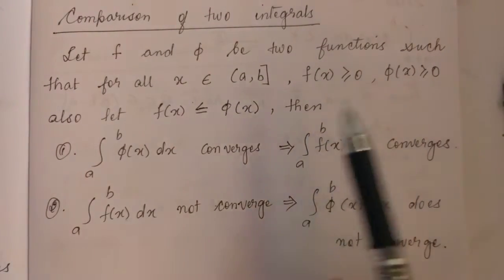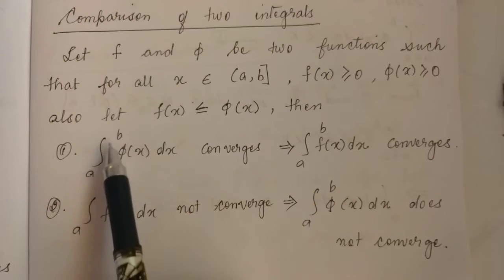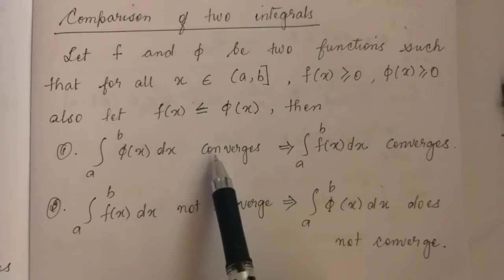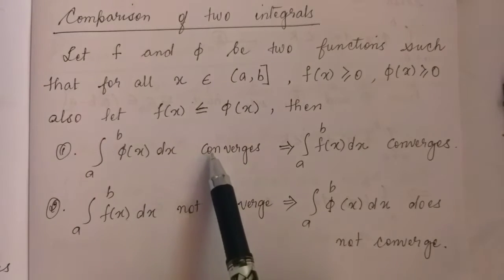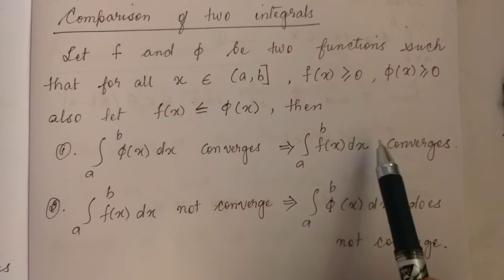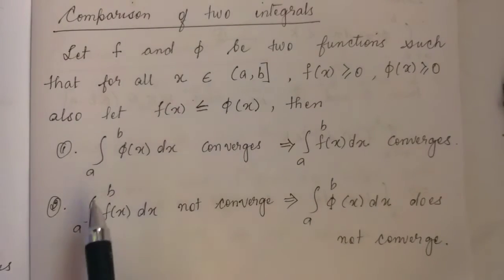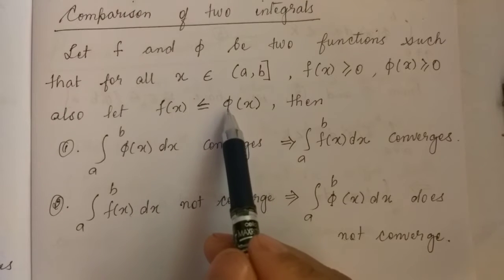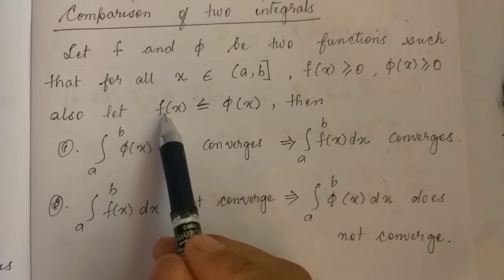Then, if the integral a to b phi of x dx converges, remember the bigger one, if it converges, then the integral a to b f of x dx also converges. If the integral of this converges, then the integral of this is also convergent.